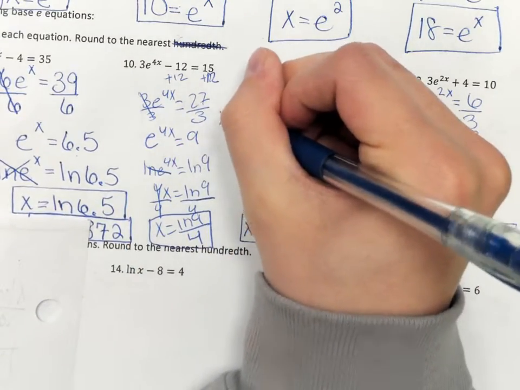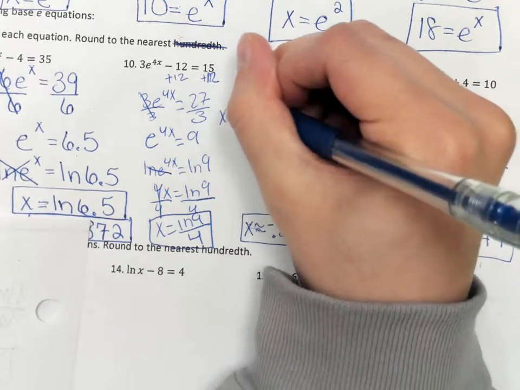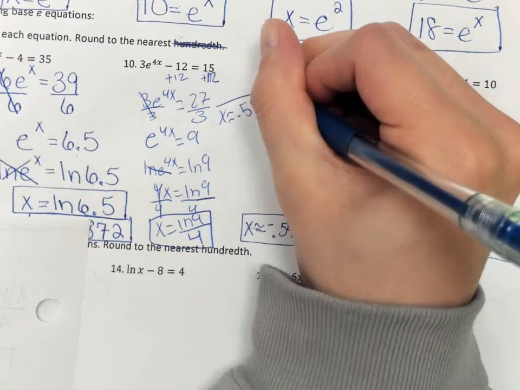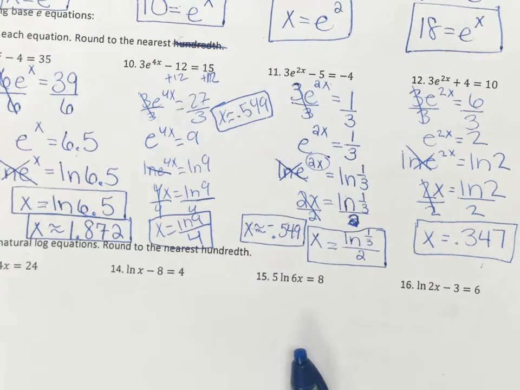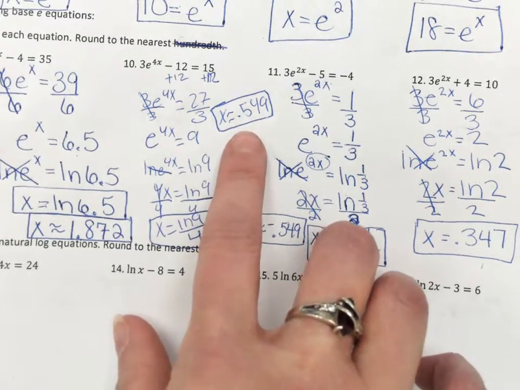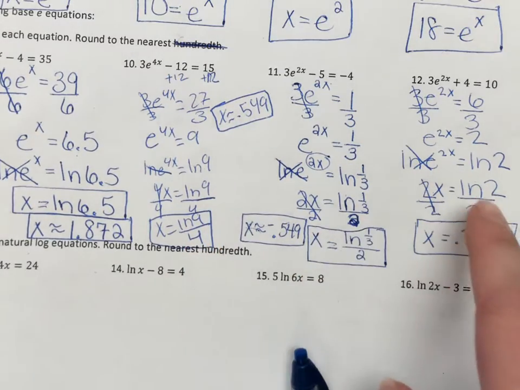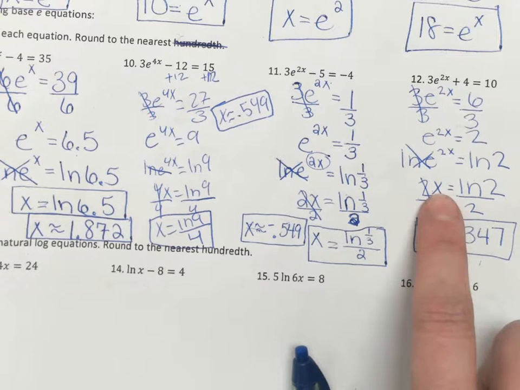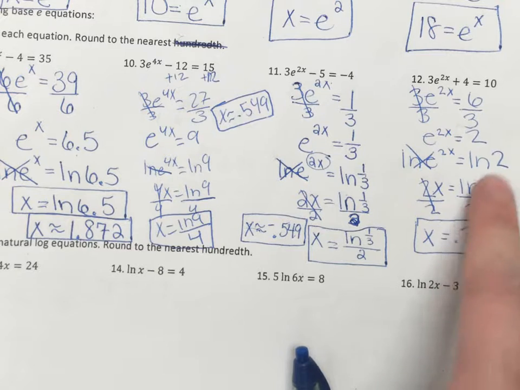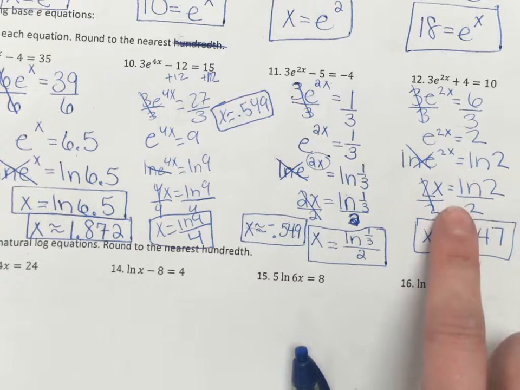Okay, so we're going to do the same thing on the bottom section, but this time instead of dealing with e's, what are we dealing with? We're dealing with natural logs, right? So Emily put up number 10, which she got natural log of 9 divided by 4, which is 0.549. And let's see, Gracie, you did number 12, right? Gracie got x equals natural log of 2 divided by 2. You cannot cancel out these 2's, right? Because one has a natural log and one does not.